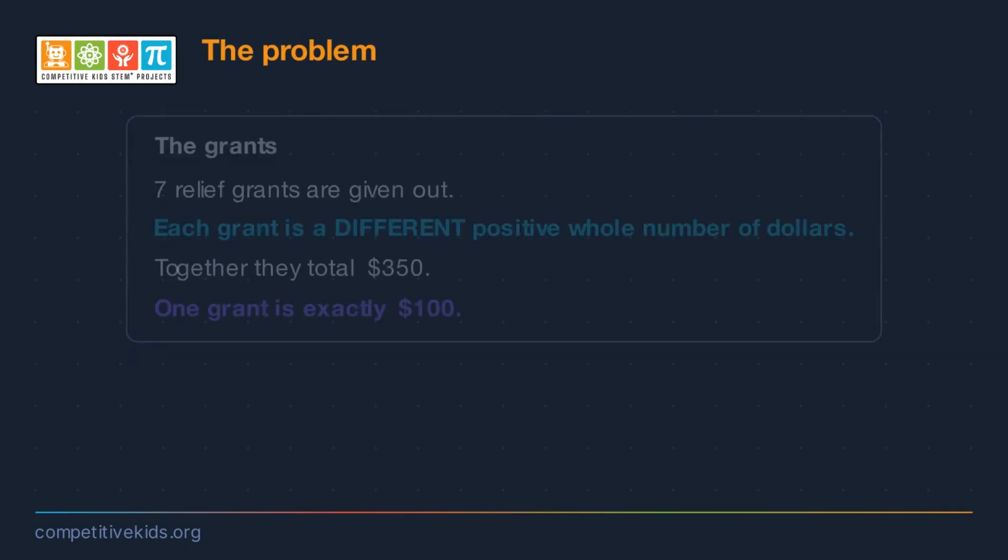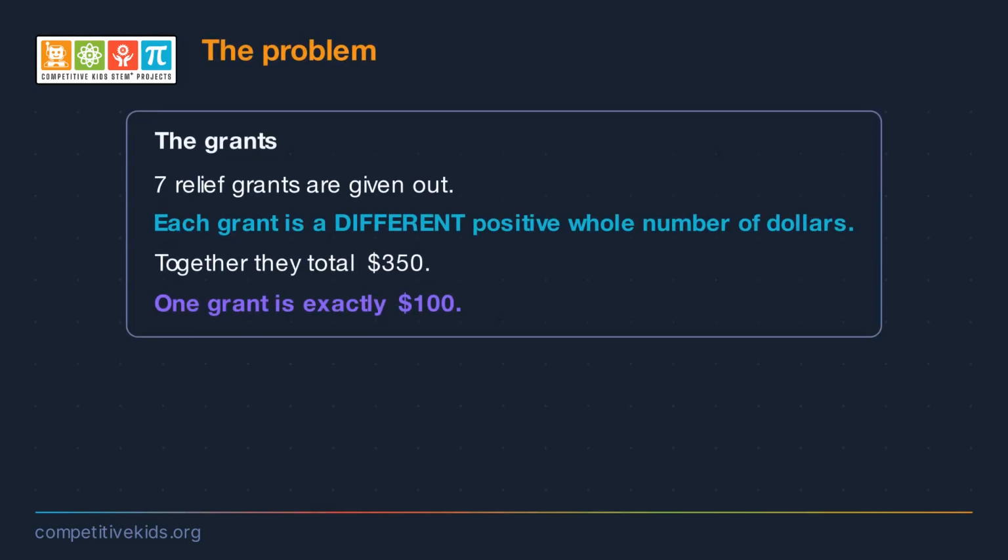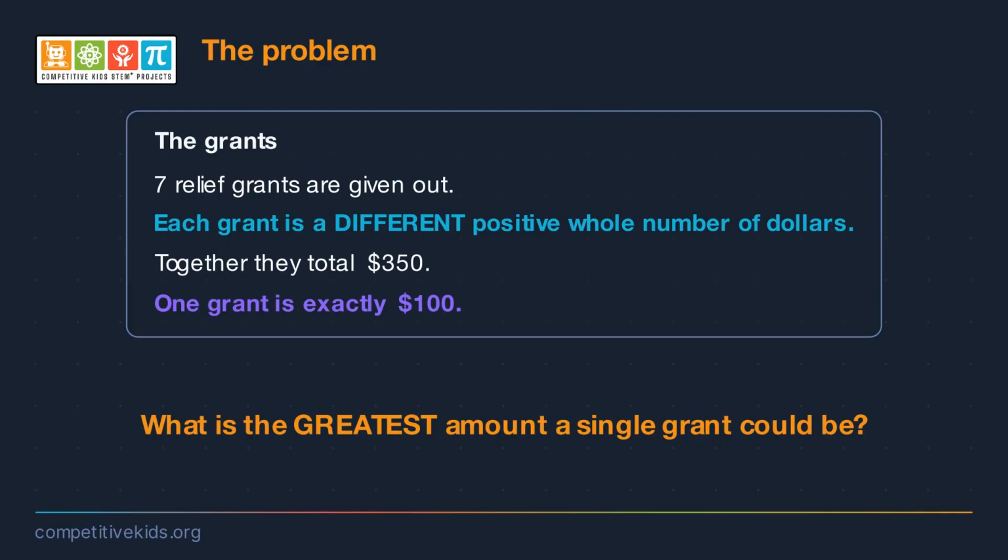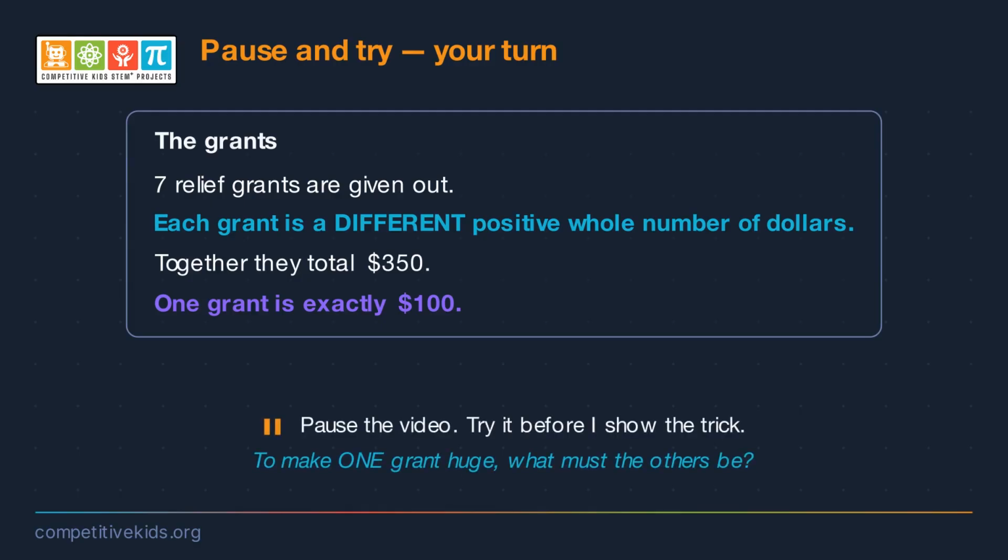7 relief grants are given out. Each grant is a different positive whole number of dollars. Together, they total $350. One grant is exactly $100. What is the greatest amount a single grant could be? Pause the video. Try it before I show the trick.